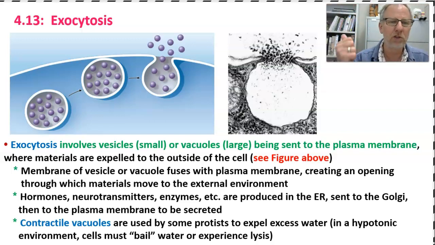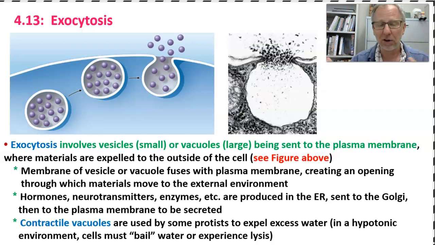So hormones, neurotransmitters, enzymes, etc., they're made in the endoplasmic reticulum. Review. They're sent to the Golgi. Then they're sent to the plasma membrane in vesicles to be secreted by exocytosis.